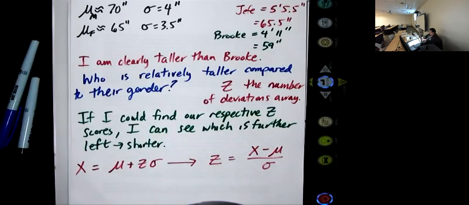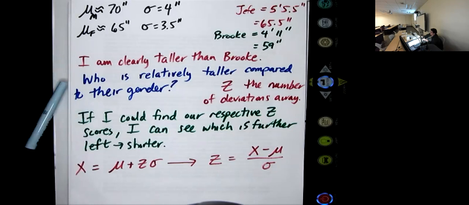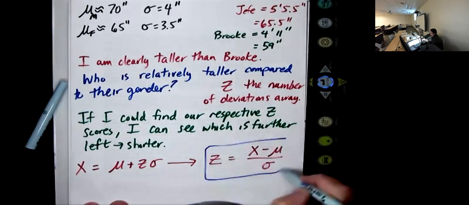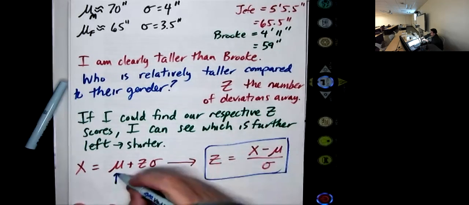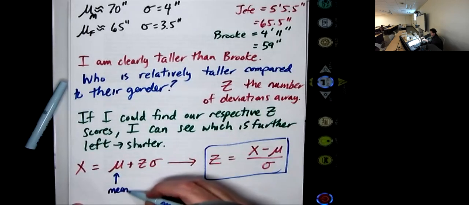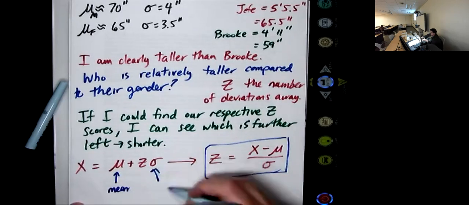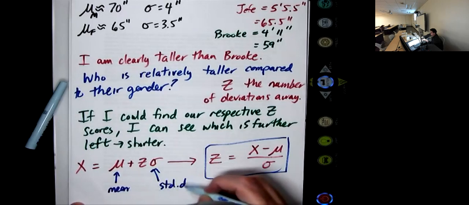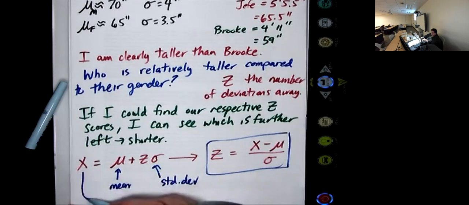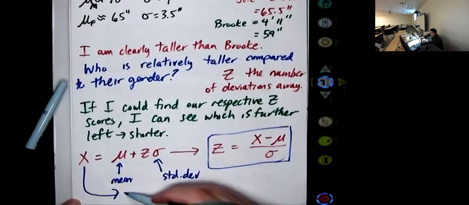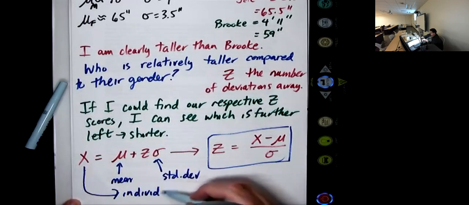You don't need to do the algebra. This is just the formula. The mu is the mean. The sigma is the standard deviation. And X is the individual's value.